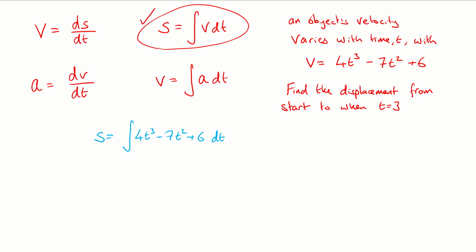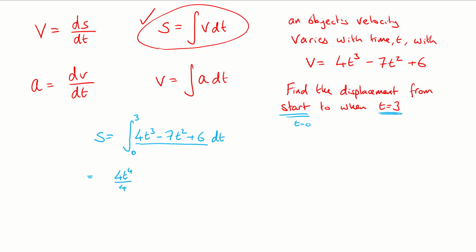Well, we're doing it from the start. So what is our t value at the start? Oh, it's t equals 0. So our lower limit will be 0. The upper limit is going to be 3. So we can actually do our integration here. So let's integrate what's inside over here. So power goes up by 1, divided by the new power. So 4t to the 4 over 4.